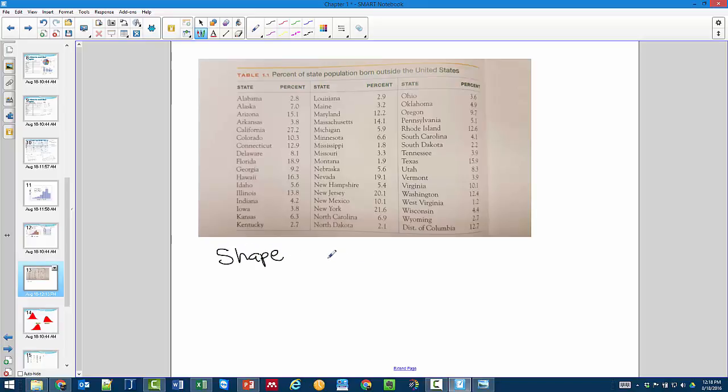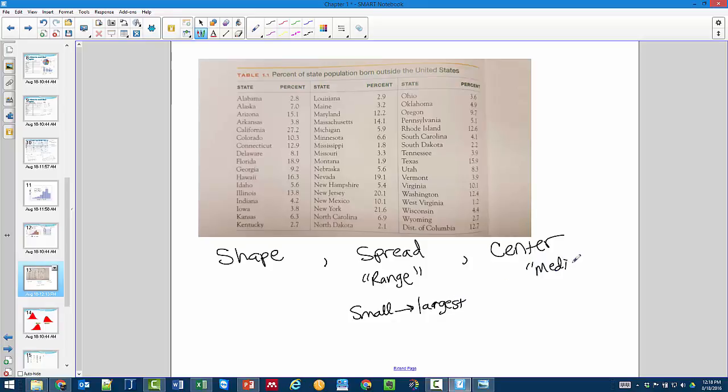We want to be able to know the shape of the histogram. We talked yesterday about the spread of the histogram as well as the center. Really, we'll look at the shape last, after we have the graph. The spread, you probably recognize this as the range, smallest to largest.